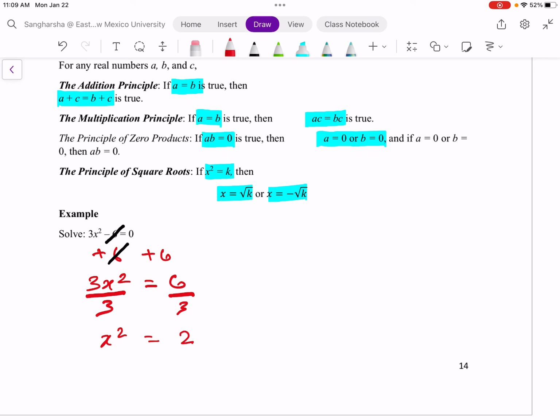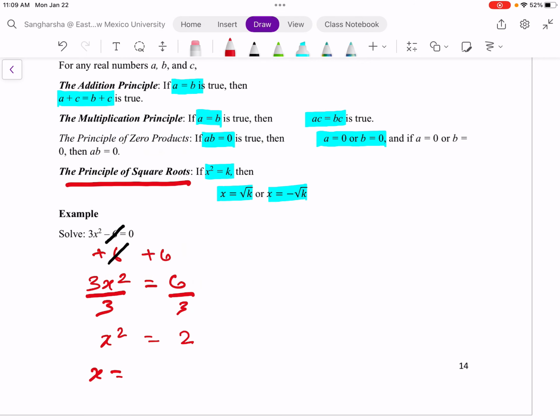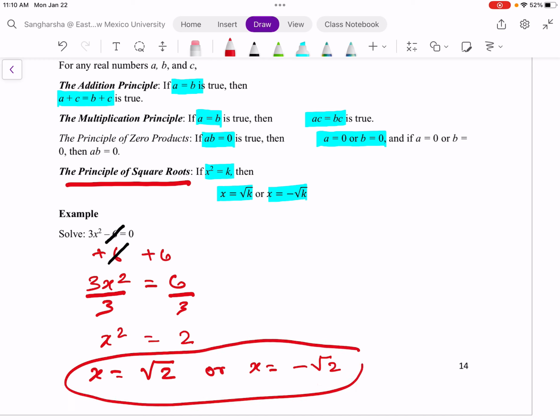Now this is what we have. We have x squared equals 2. Now x is not alone. x has exponent 2. We need to get rid of that 2, and we use our principle of square root. So if you have x squared equals k, then x is the square root of k or x is the negative square root of k. So using the square root principle, we have x equals positive square root of 2 or x equals negative square root of 2. So these two are the solutions for this quadratic equation.